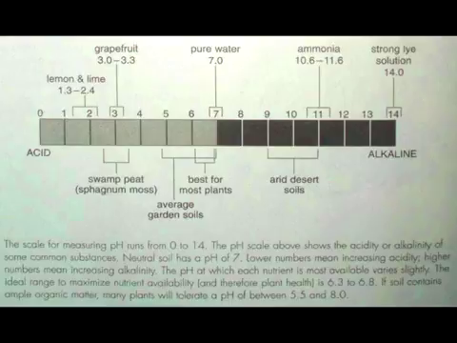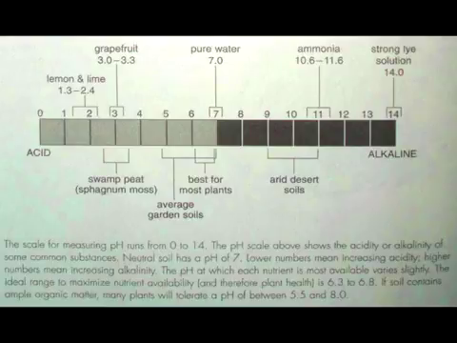On the acid scale, lemon and lime run 1.3 to 2.4. Grapefruit, 3 to 3.3. Sphagnum peat moss or swamp peat, between 2.5 and 3.5, I'm sorry. Average garden soils, as mentioned, fall between 6.3 and 6.8, but can vary between 5 and 8. Pure water, 7, and it's right in the middle between the two.